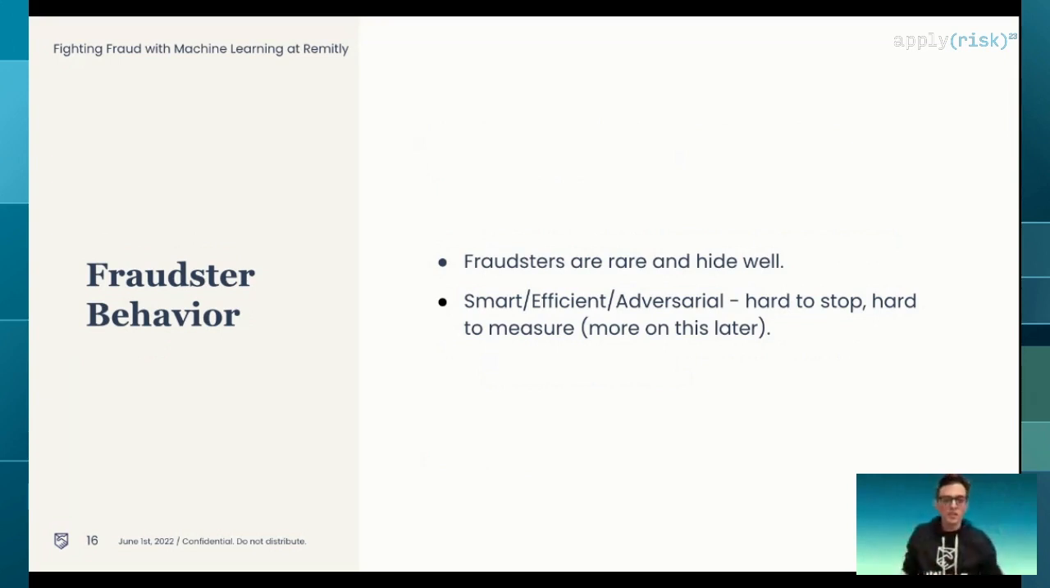Fraudsters often look like regular customers, so separating the two can be extremely challenging. From a modeling perspective, it becomes obvious that this behavioral overlap, coupled with the relative rarity of fraud, makes positive signal generation extremely tricky. Fraudsters are smart, efficient, and adversarial. They learn our systems quickly, change their patterns often, and heavily exploit holes when they find them.